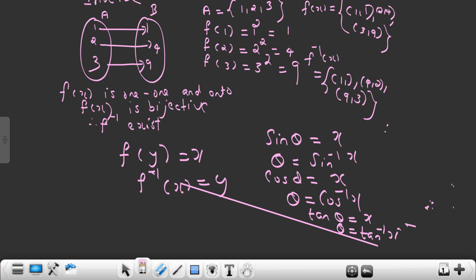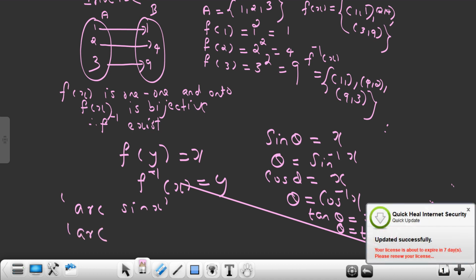These sin inverse x, cos inverse x, tan inverse x, etc. are called inverse trigonometric functions. Sin inverse x is also called arc sin x. Cos inverse x is also known as arc cos x, etc.